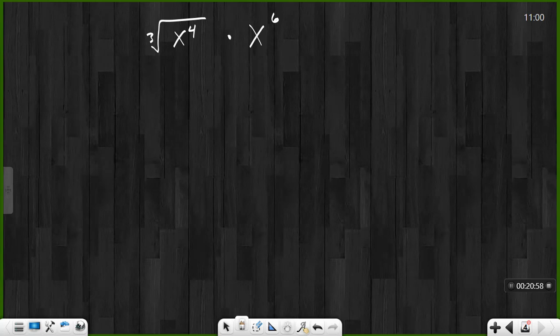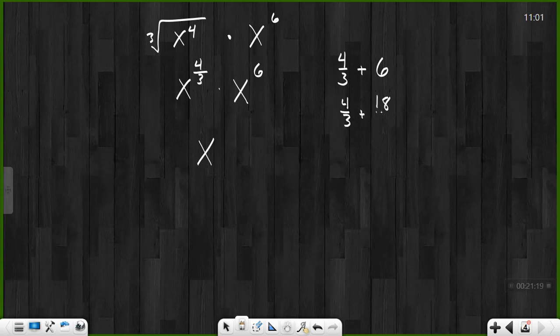However, if I apply Law 6, I can rewrite this as x to the 4/3. Now when I multiply times x to the 6, I see it's Law 1. I keep my base, and I can add my exponents. Now keep in mind, 4/3 plus 6. We're going to have to keep thirds in mind here, so it's really 4/3 plus 18/3. That's one way to go about it.